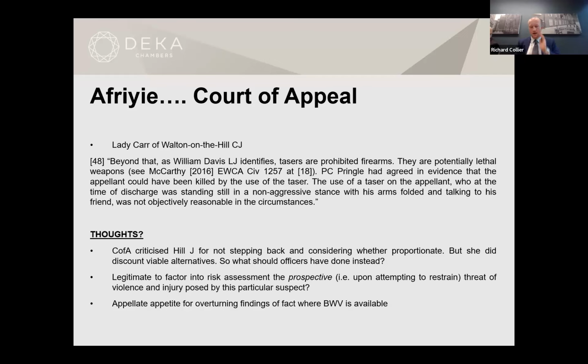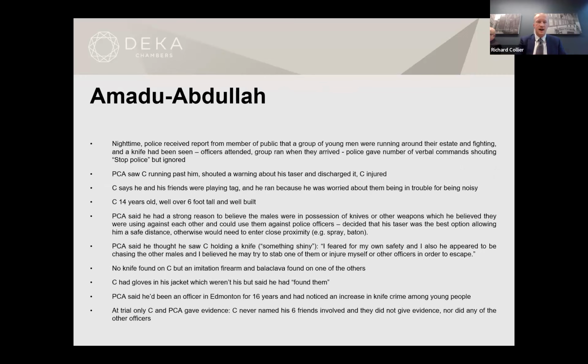I also wonder about the appetite here of the Court of Appeal for getting into the findings of fact. And to my mind, I'm not sure this case is quite on all fours with McCarthy, because there were more significant disputes of primary fact in Afriyie than in McCarthy. But I'll have to leave it there now because of the time.